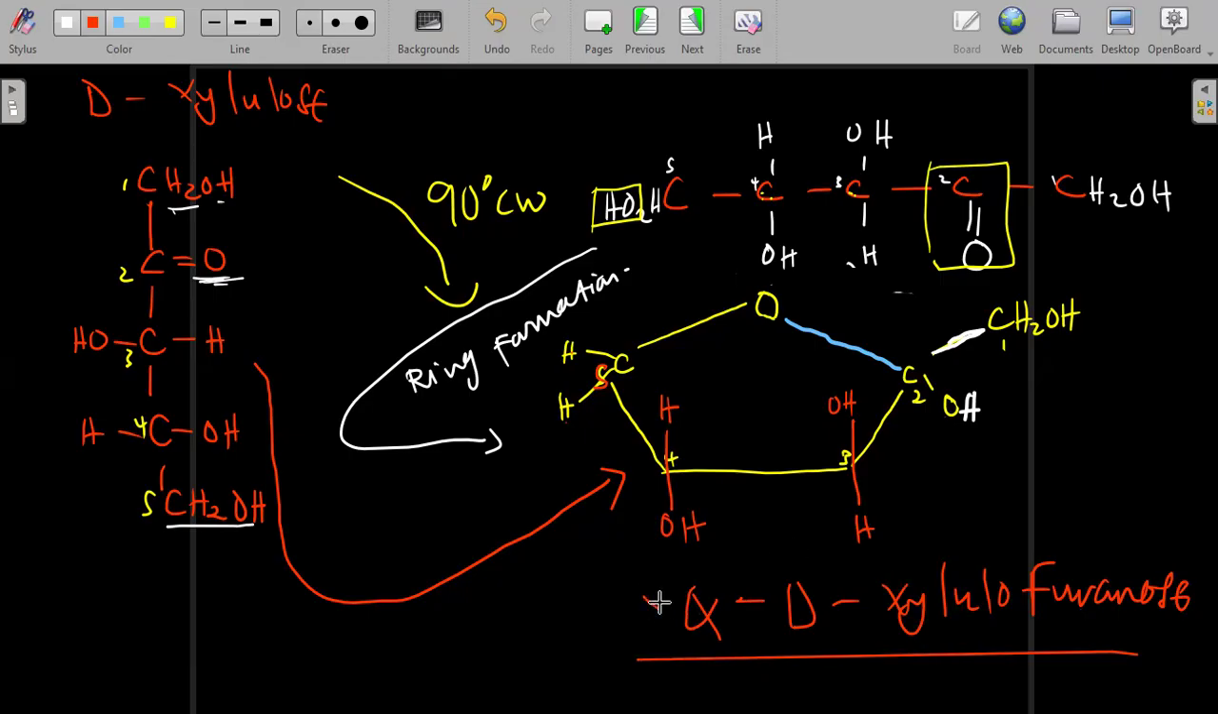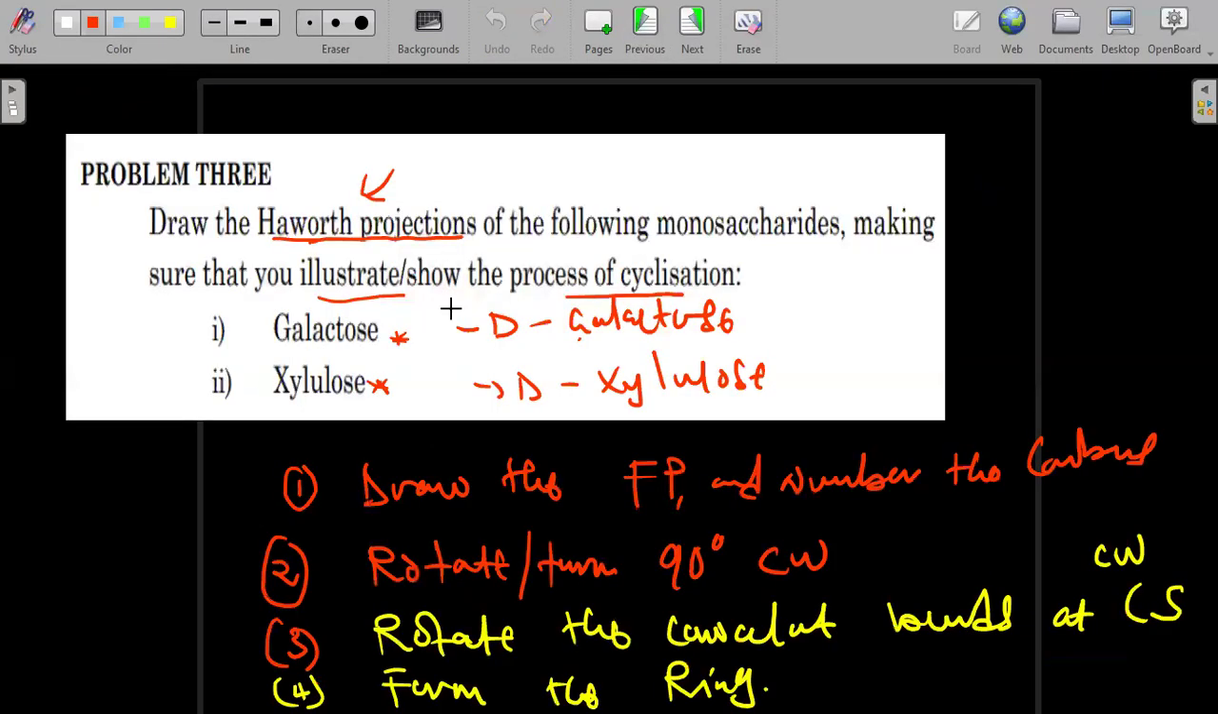Right, so why is it alpha here? Because the OH there is down. If this OH is in this position and the other group is in the position of the OH, it means the OH will be up. That will be what? Beta D hexofuranose. But this one here, the one that we have written, it will just be what? Alpha D hexofuranose, or alpha D hexulose in the ring form. So we've shown the procedure on how to come up with this ring. All right, so I think that's all on question number 3.